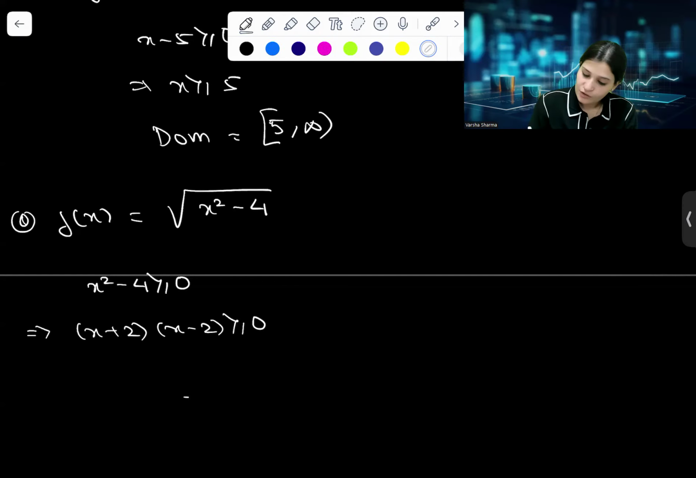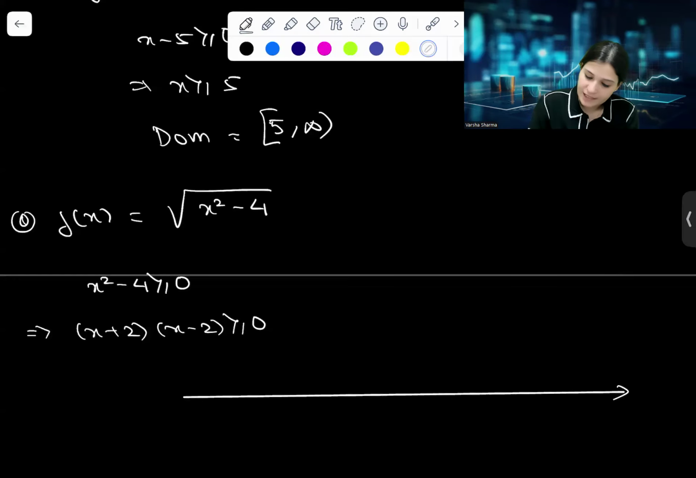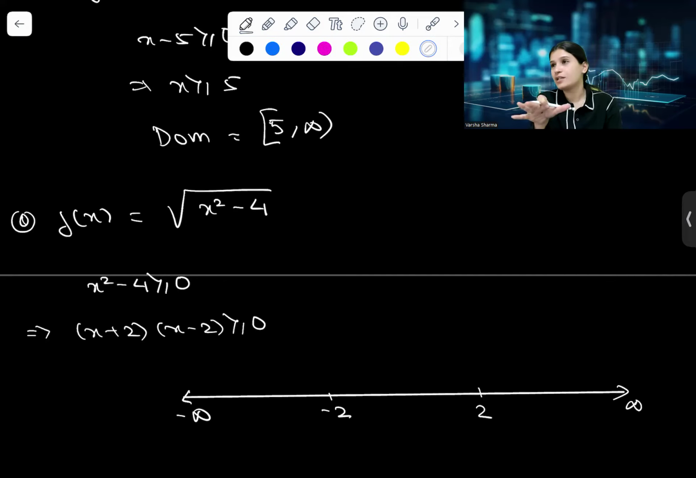Plus 2, minus 2. So what I'll do is, on the number line, I will plot those values. First comes minus 2, then comes plus 2. Did you understand this portion? In your mind, imagine that rather than more than, I have equality. Then I'm going to get 2 and minus 2. I plotted them. Which does what? It divides my entire number line into 3 parts: minus infinity to minus 2, minus 2 till plus 2, and from plus 2 to infinity.